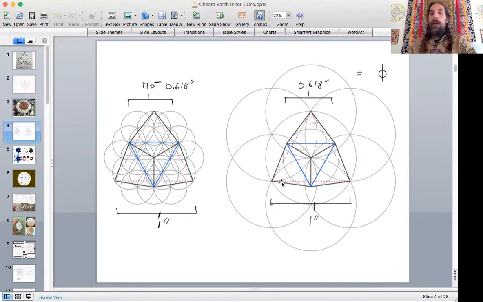And then I have my method over here, which was in the seed of life, because of this relationship between this blue triangle and this dotted black one here, or red, I'm not sure what that is. Those two right there are in a phi relationship, meaning the edge of this is 1 and that edge of this would be 0.618. And that's how the golden version, as I call it, of the Chestahedron is created.